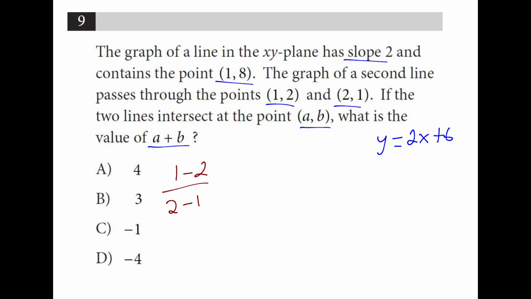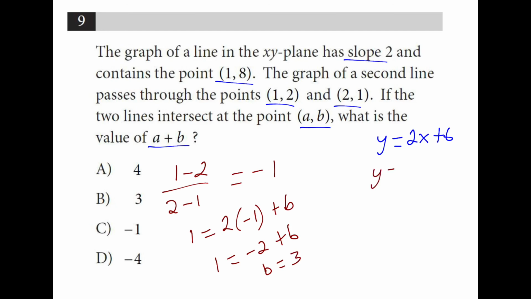Then I'm going to use the change in slope formula, y2 minus y1 over x2 minus x1, to find the slope of the second line. And it turns out it's negative 1. Then I'll pick one of my points, plug in a 1 for the y, a 2 for the x, a negative 1 for the m, and this will help me figure out b. So 1 is equal to negative 2 plus b. So b is going to equal 3. So my second equation, negative x plus 3.